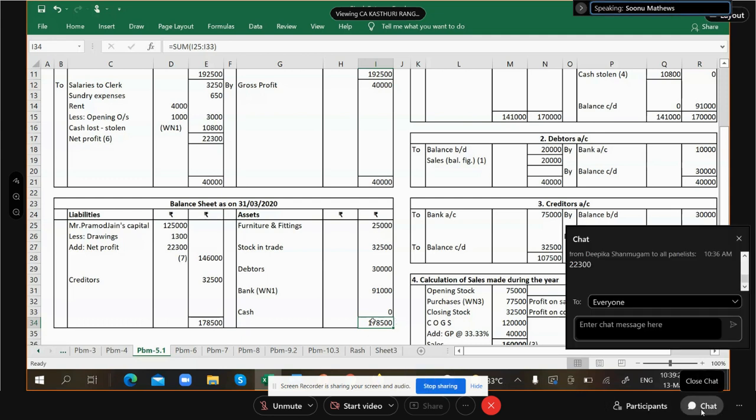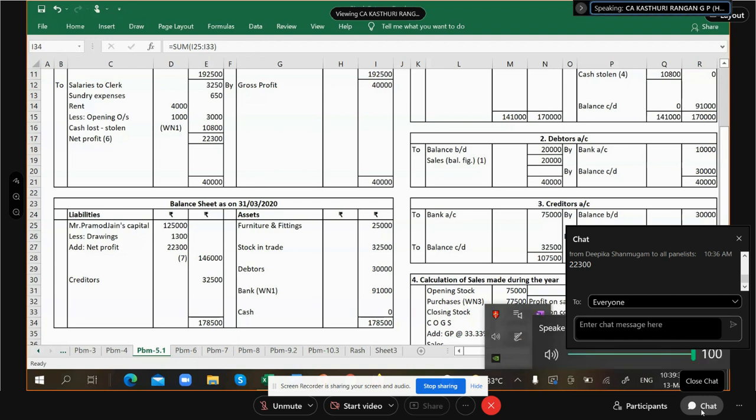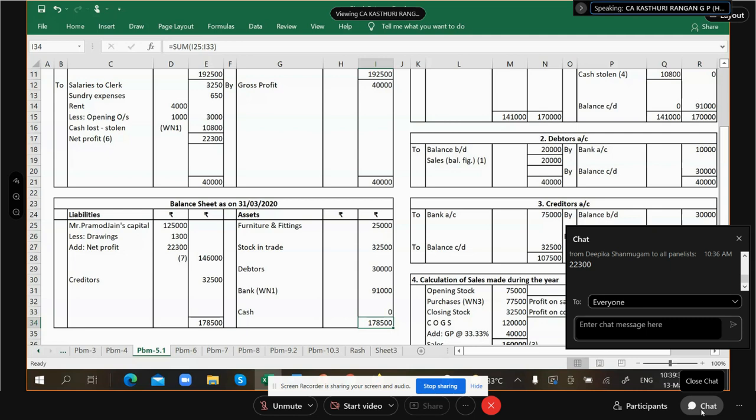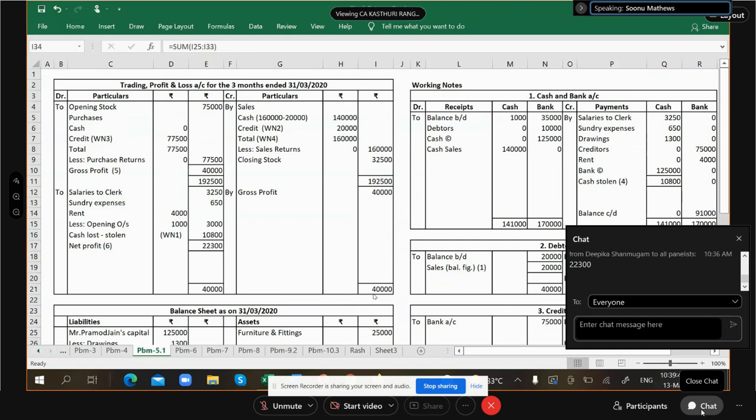Sir, show that trading account's upper portion. Sir, the upper portion of the trading account. Wait, I am not able to hear you fully. Let me wait. Yeah, now you speak. Sir, that upper portion of the trading account. Okay, you want to see that? Sure, note it down. Clear. Shreya is clear.